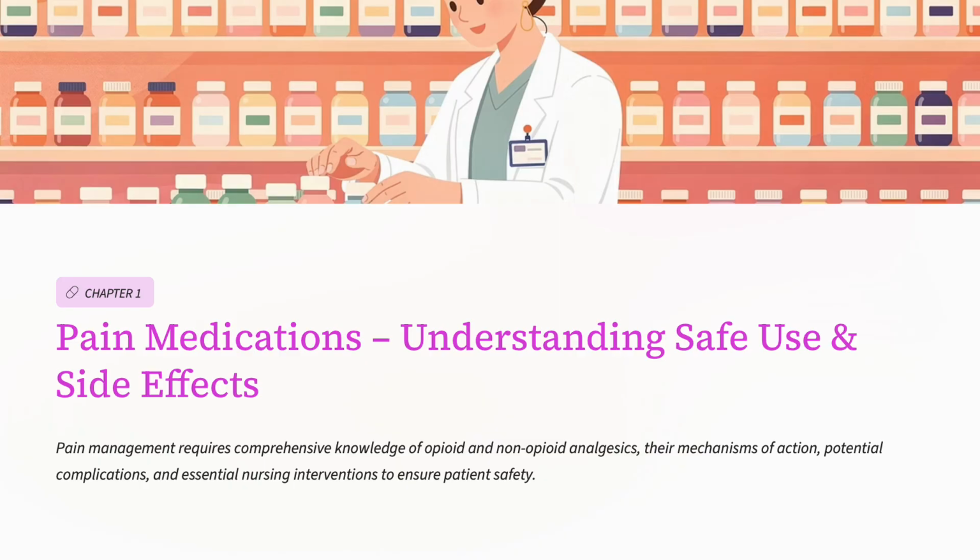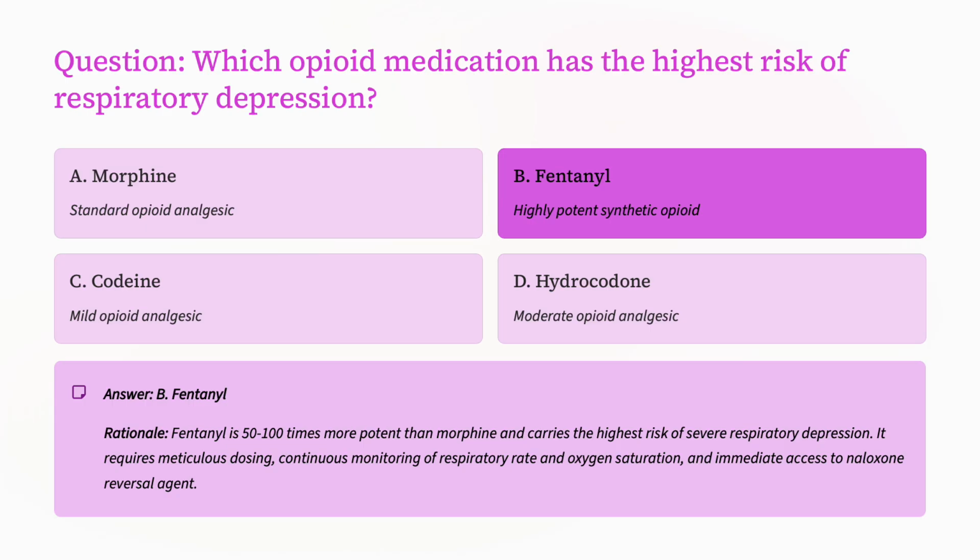So, the first thing I wanted to review for pain medications, make sure that you have a comprehensive knowledge of opioids and non-opioids. And you need to know their mechanisms of action, what complications may arise, and what your interventions are in patient safety. So let's look at some practice questions.